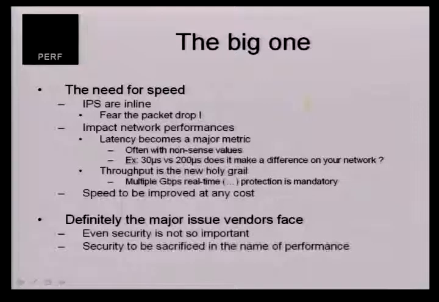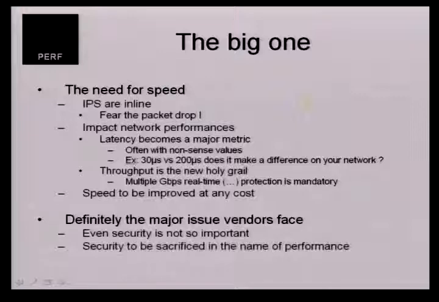And latency is now the value, the metric, which is good for us. And sometimes even values are kind of stupid. Are you sure you can make a difference on your network when you've got 30 microseconds of latency against 200 microseconds? Maybe for some traffic, not all of it, definitely. So you've got this throughput. That's the holy grail. You've got to get the best throughput possible.